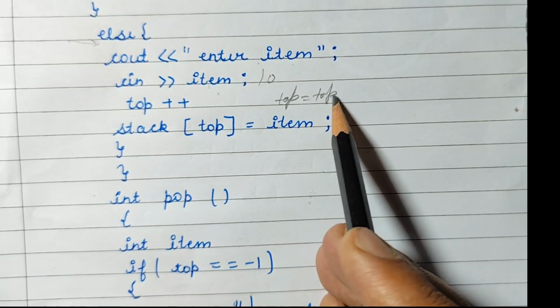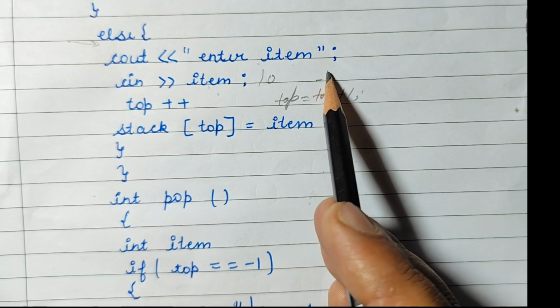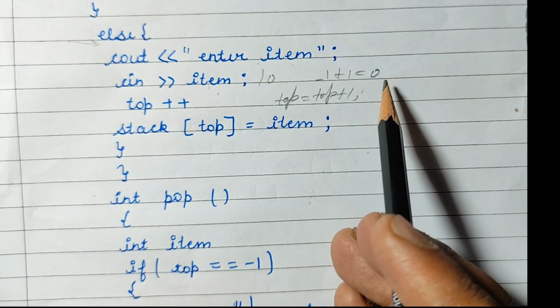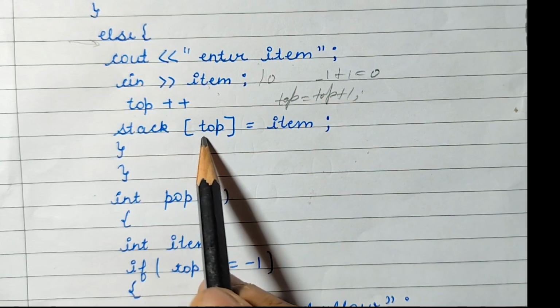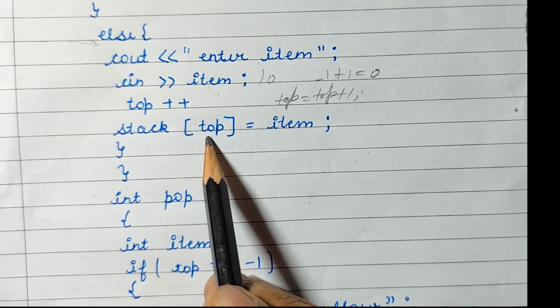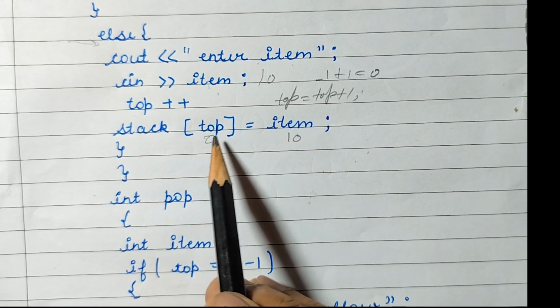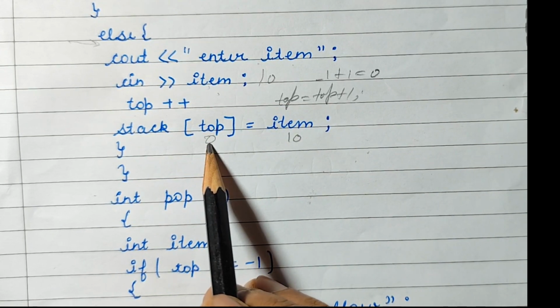So initially top has the value -1, so -1 plus 1 becomes 0. So it means at 0 index, because stack of top is equal to item. Now here top has the value 0, so stack of 0 is equal to item, which has the value 10, so the item 10 is inserted at 0 index.